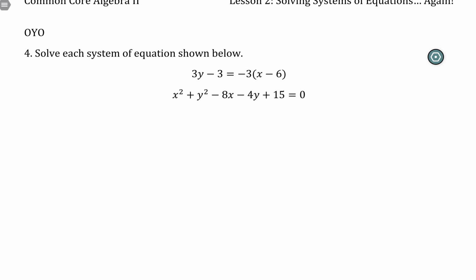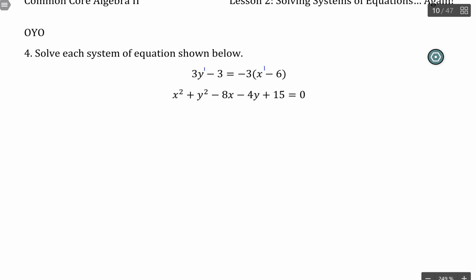Now one of them is a linear equation. I know the first one is linear because it has y to the first power and x to the first power. Since the second one has x squared and y squared, I know this is going to be a circle because that's all we know how to do with x squared and y squared. There are other things that come up that way, but for right now that's all we know.